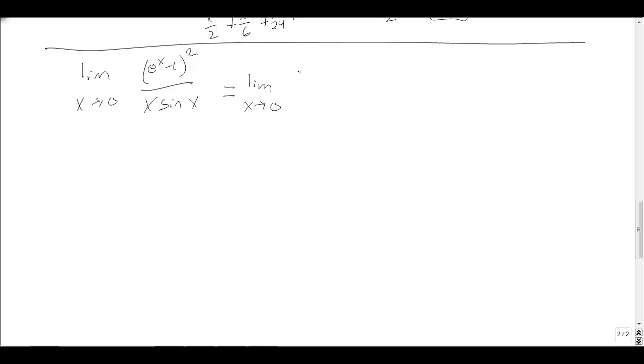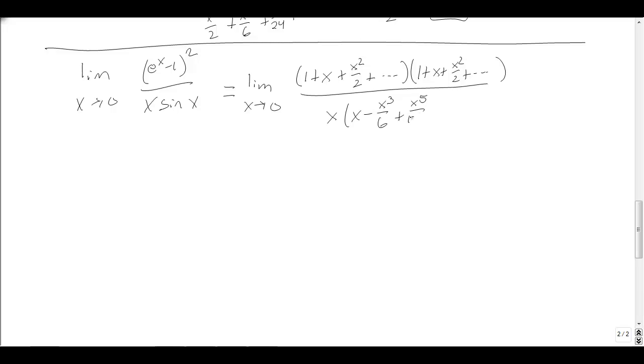E to the x minus 1 squared, that's x plus x squared over 2 plus some stuff times x plus x squared over 2 plus some more stuff. X sine x is x squared minus x to the 4th over 3 factorial, which is 6, plus x to the 6th over 5 factorial, which is 120, plus some more stuff.